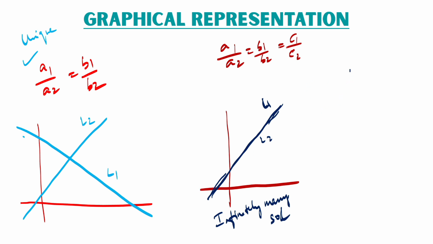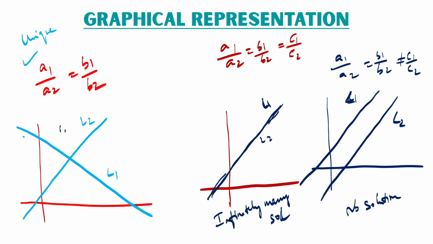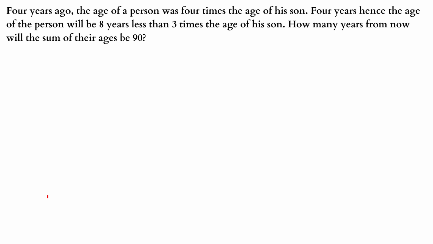In case of no solution, in which the condition is A1 by A2 is equal to B1 by B2, this is not equal to C1 by C2, what will be the graph? The lines will be parallel. So this is L1 and this is L2. Since they are not intersecting at any point, they are parallel and we have no solution. Here they are intersecting at one point, we have one solution. Here they are intersecting at all the points, so we have infinitely many solutions, and here no intersection, so no solution. Let us solve this.